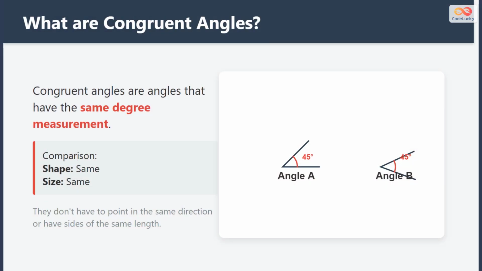Let's start with the definition. Simply put, congruent angles are angles that have the exact same degree measurement. Imagine you have two angles. If you could pick one up and place it on top of the other, they would match perfectly. The opening is the same size. It does not matter which way they are pointing. If the number of degrees is the same, they are congruent.